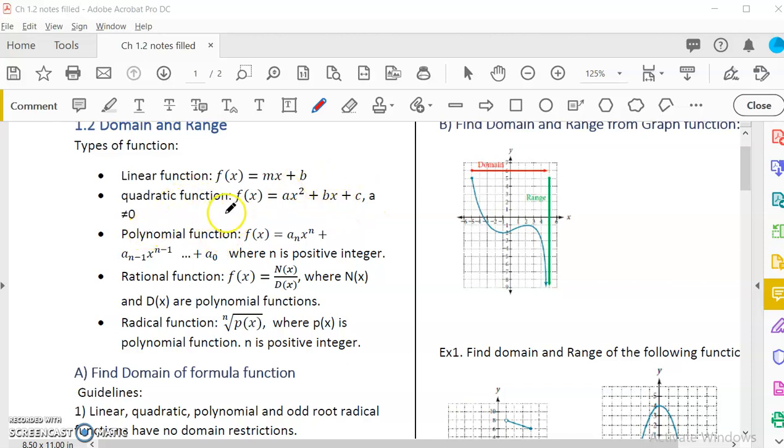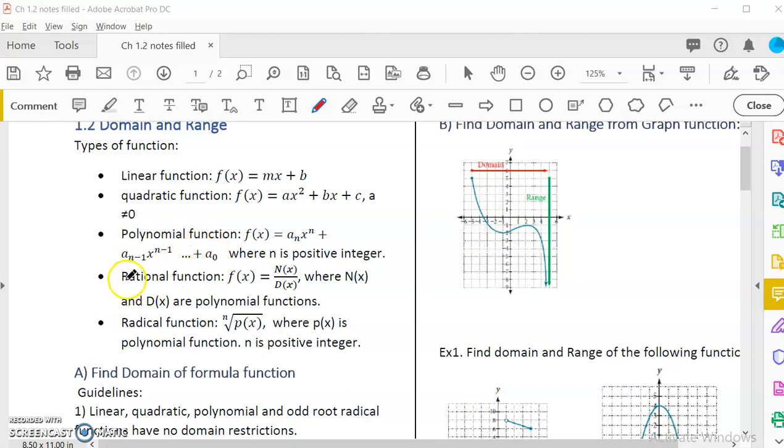And then in general, you can have x cubed, x fourth terms, and you would have something called a polynomial function. So you would have x fourth, plus x cubed, plus x squared, plus something, plus a number. If all these exponents of x are positive integers, then you have polynomial functions.